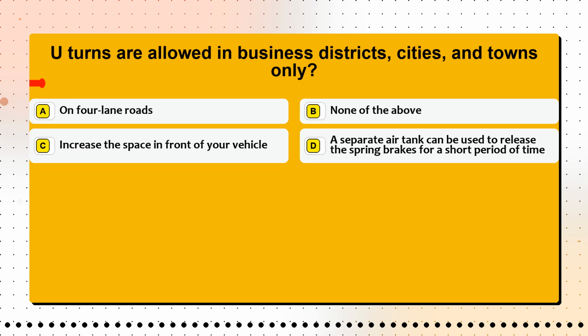Question 21. U-turns are allowed in business districts, cities, and towns only? Here are the options. Option A, on 4-lane roads. Option B, none of the above. Option C, increase the space in front of your vehicle. Option D, a separate air tank can be used to release the spring brakes for a short period of time.